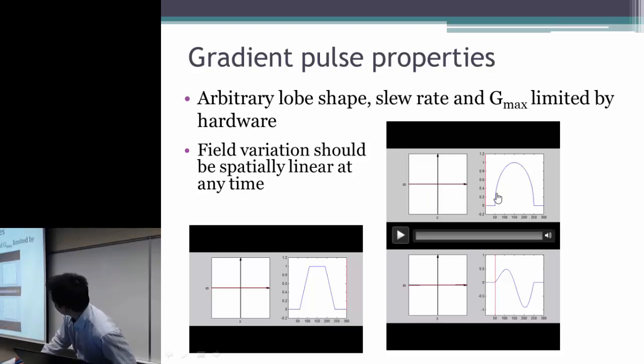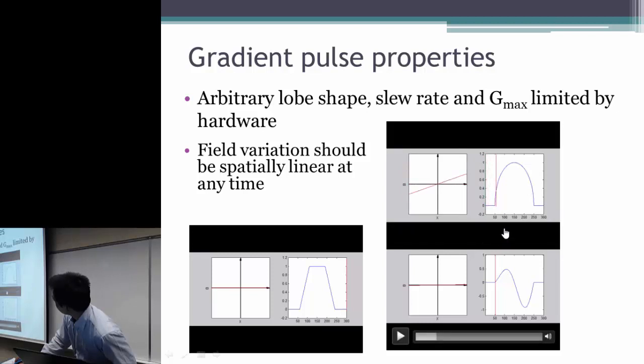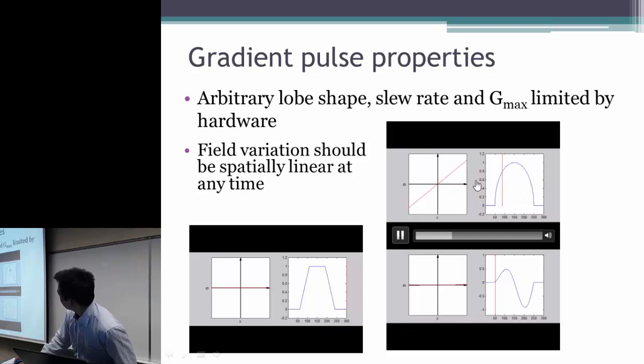Okay, so let's take a look at this one. This circular gradient goes up, still going up, and reaches the highest, strongest slew rate at the peak, and then it goes down.